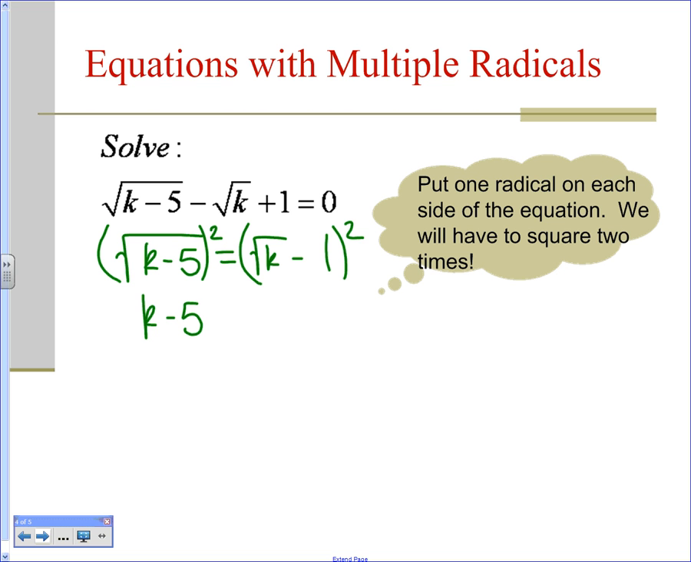What about the right side? What do we do? No, you're going to FOIL. Yeah. That's what you're going to have to do, because that's what it's saying. K minus 1 squared. And then you have to distribute. So square root of k times square root of k is k, yes.